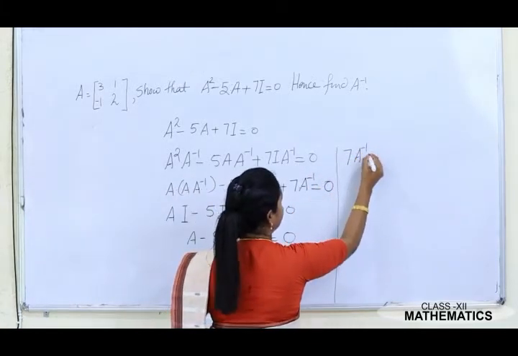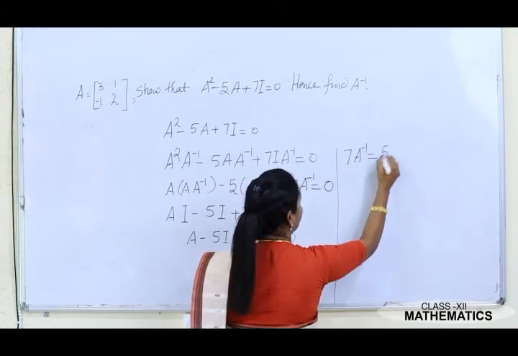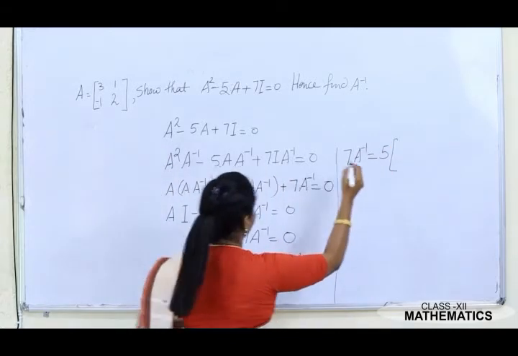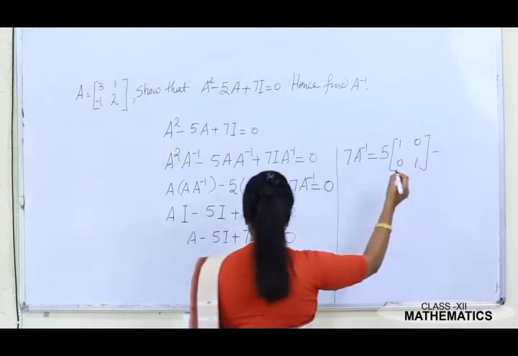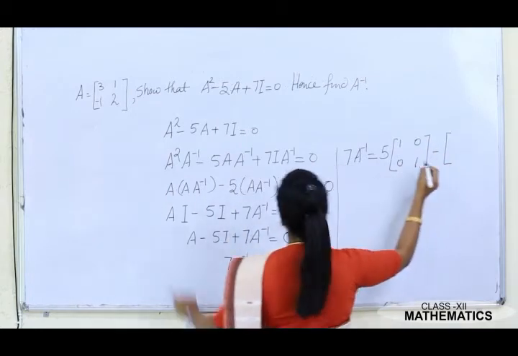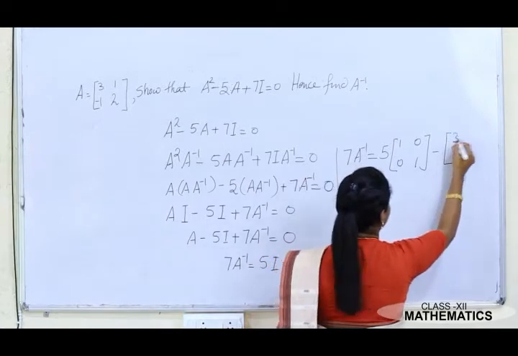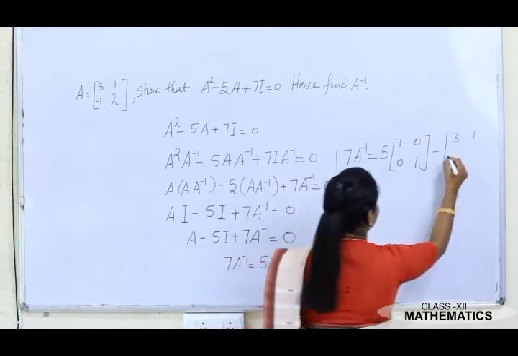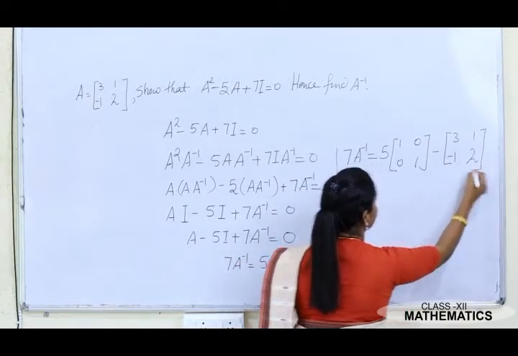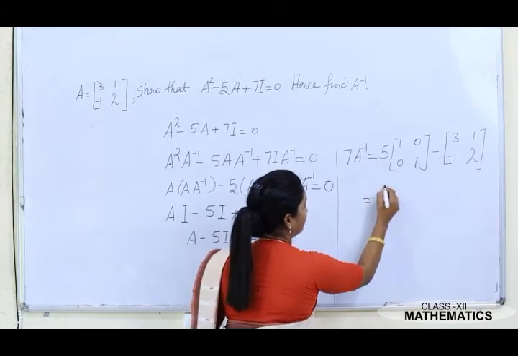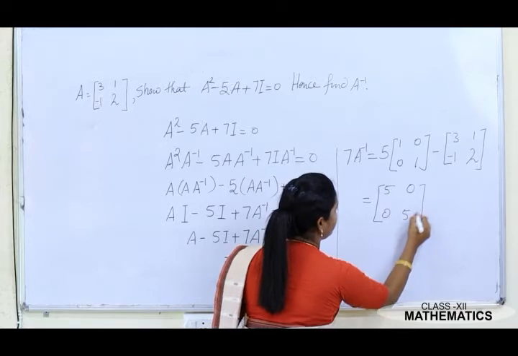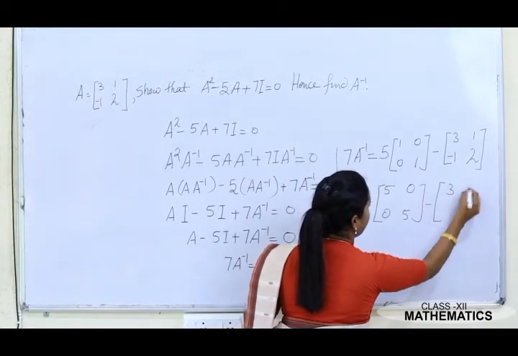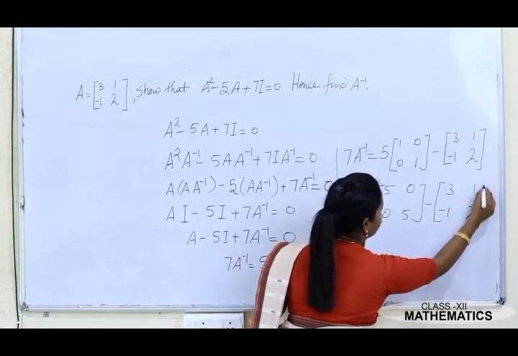7A inverse is equal to 5I. What is I? Since the matrix is 2 by 2, I is also 2 by 2. Clear? Minus A. What is A given to you there? It's 3, 1, minus 1 and 2. Clear, children? Multiply 5 inside. You're going to get 5, 0, 0, 5 minus 3, 1, minus 1, 2.